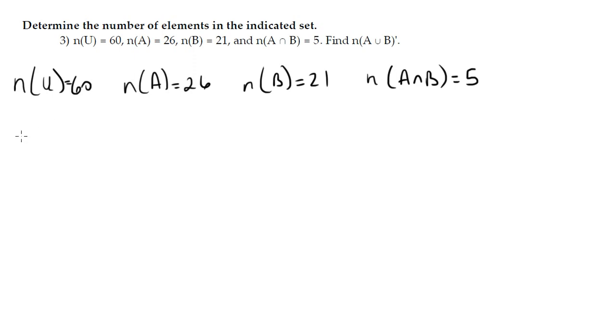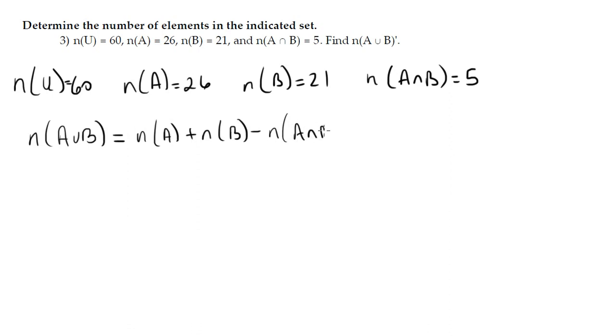Let's try the number of elements in the union. Let's use that formula. The number of elements in A union B. Sometimes you might see this called the inclusion-exclusion principle. The number in A union B is the number in A, plus the number in B, minus the overlap, the double counting, the intersection.